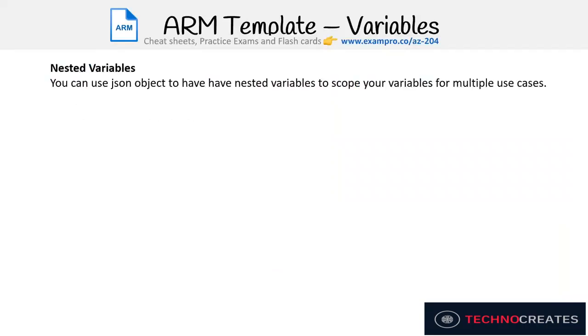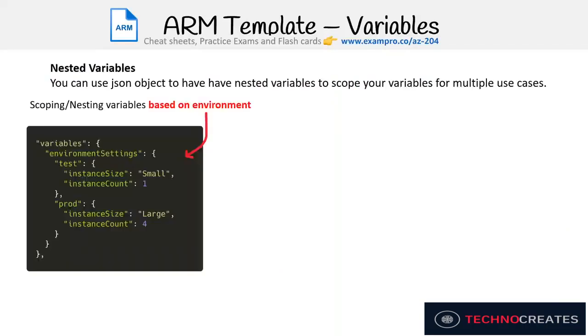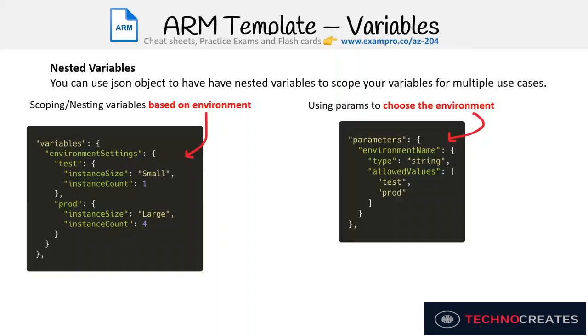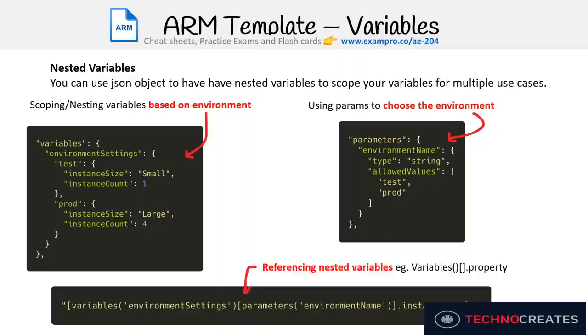And what's more interesting is that you can nest your variables within a JSON object. So on the left-hand side, you have this variables, environment settings, test, instance sizes, etc. And then on the right-hand side, we have a parameter that we've defined here. And then down below, you can see that we're calling that parameter, and then we're calling variables, environment settings, and then using the square braces to call within that nested object. I know that seems really confusing, but just take a moment to look at it, and it will make sense. And you'll just understand that there's a lot of power there. So there you go.